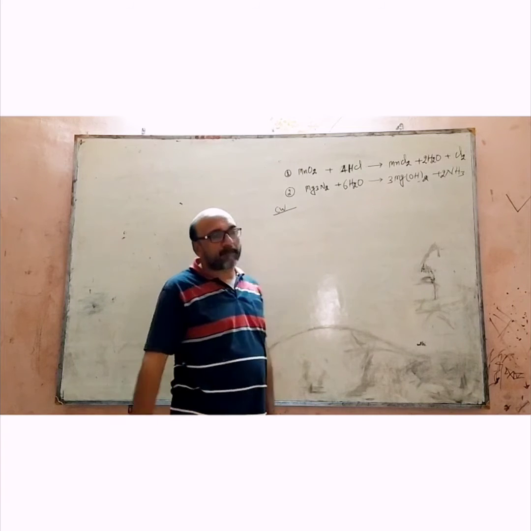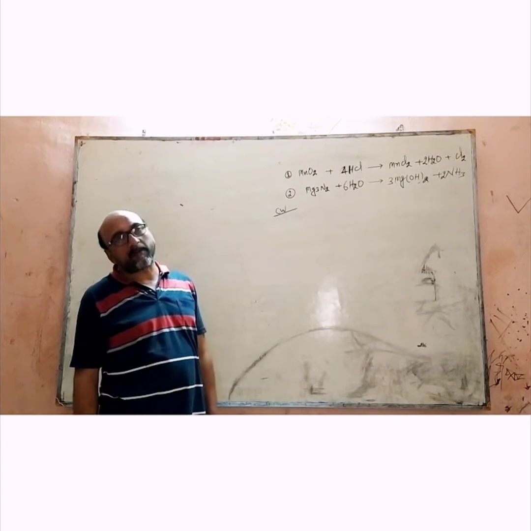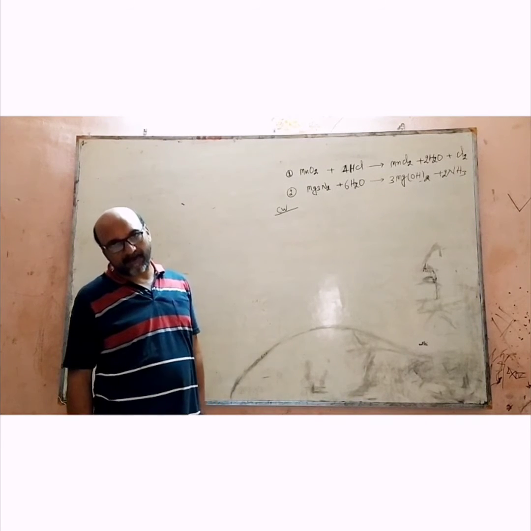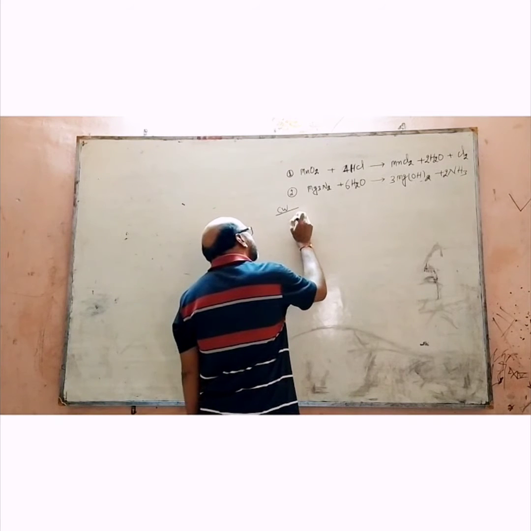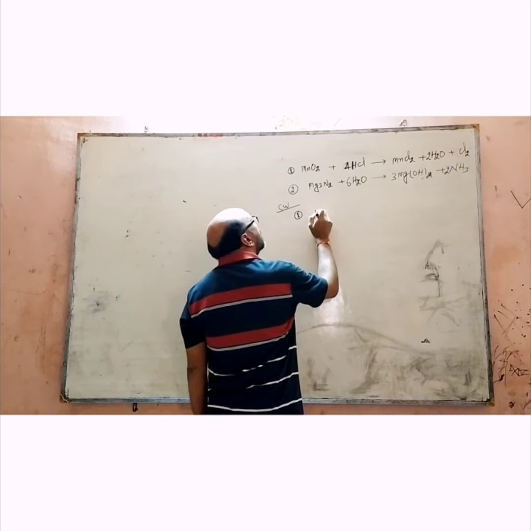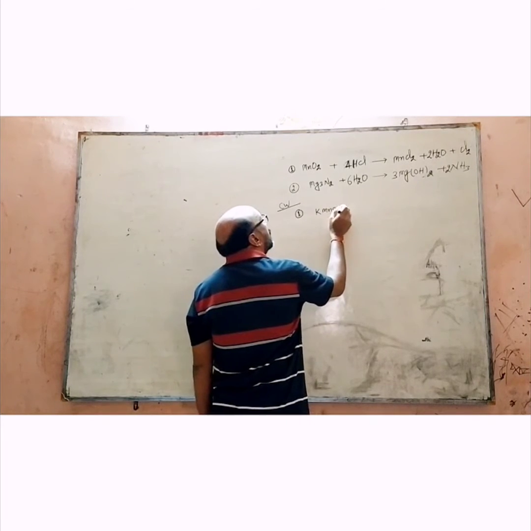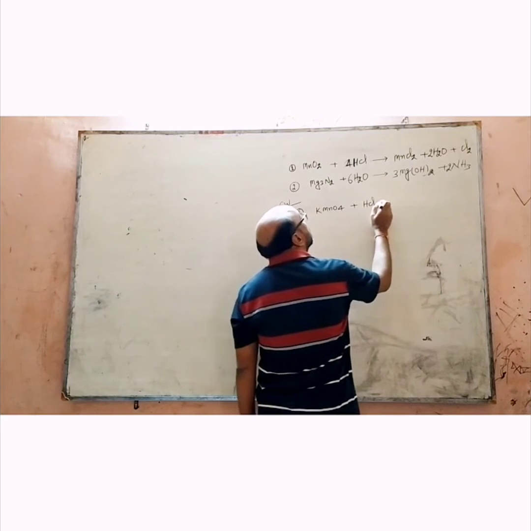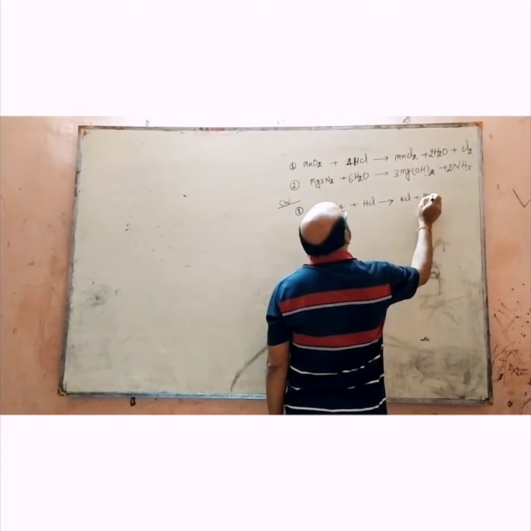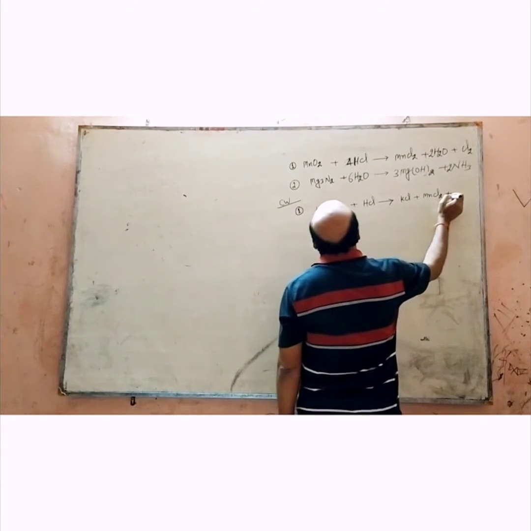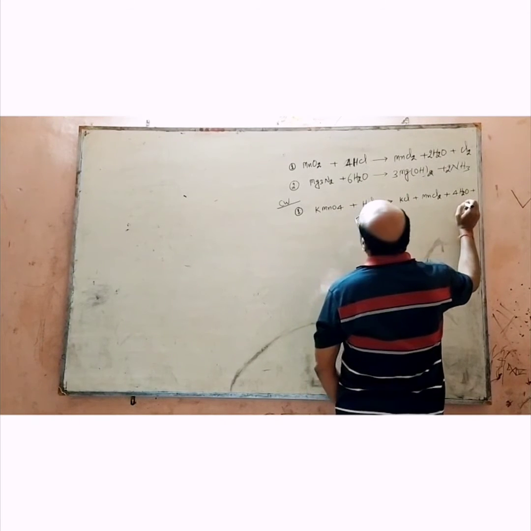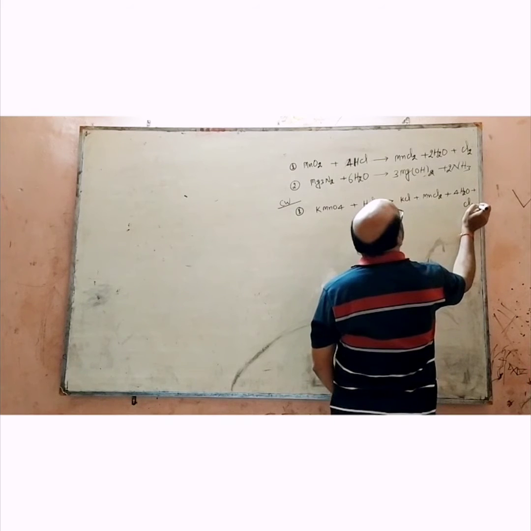Now I am writing some chemical equations which are unbalanced. You should try to balance these chemical equations. KMnO4 plus HCl gives KCl, MnCl2, 4H2O plus Cl2.